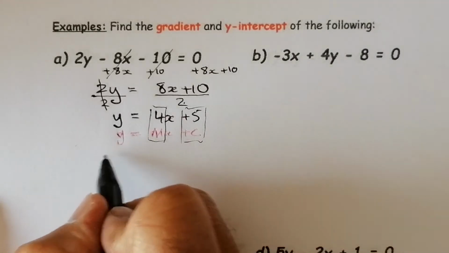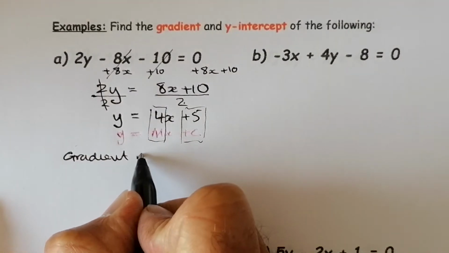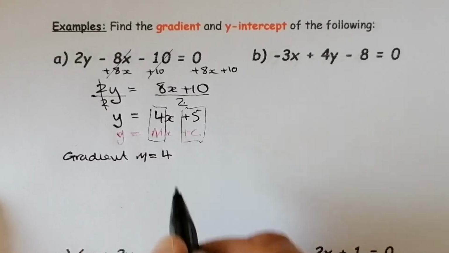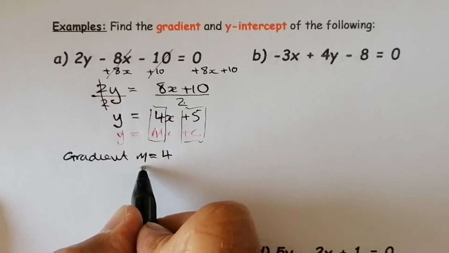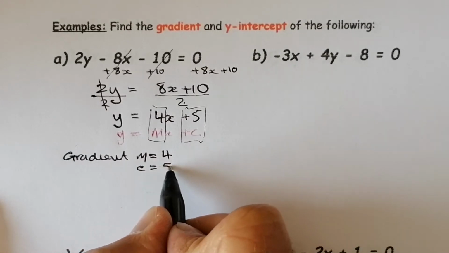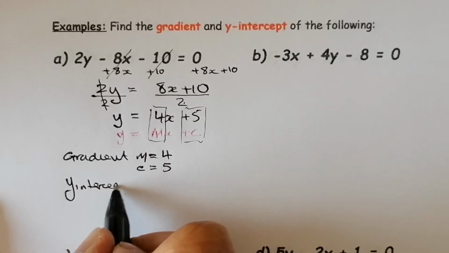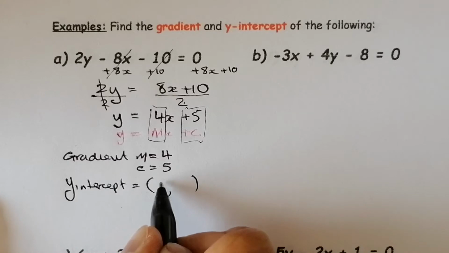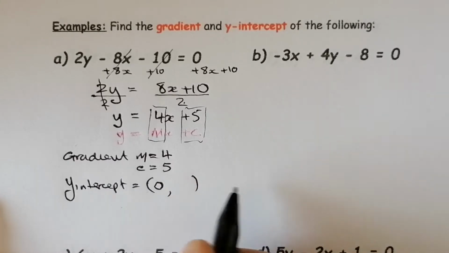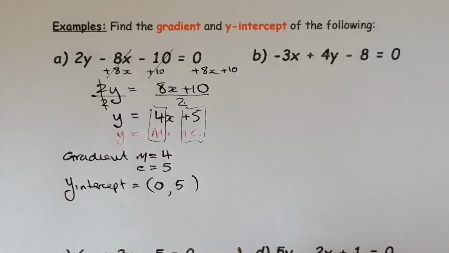So what I'd write down is that my gradient m is equal to 4. And my c, my y-intercept, or my c value is equal to 5. So my y-intercept is going to be equal to, and I'm going to write down the coordinates each time. So remember, it's 0 along in the x direction and 5 up in the y direction. So that's going to be sitting on the y-axis at (0, 5).